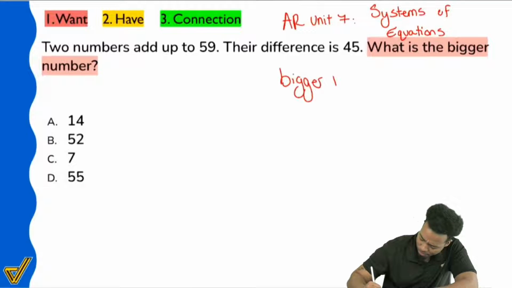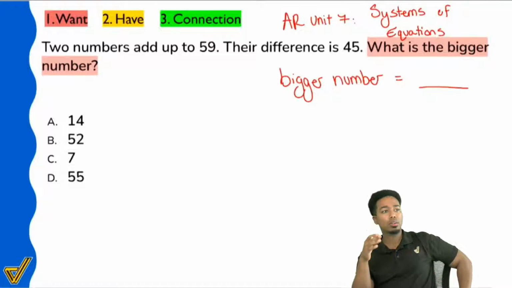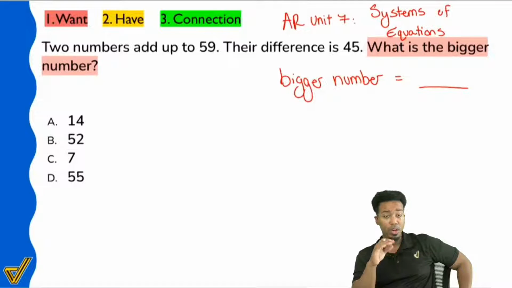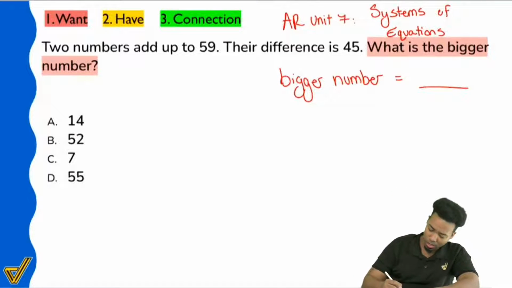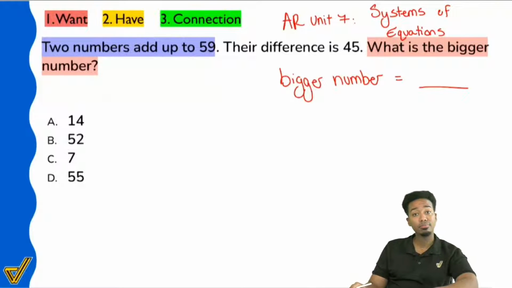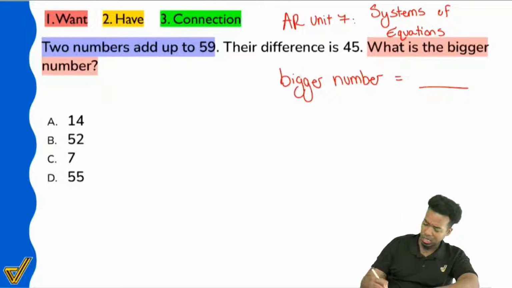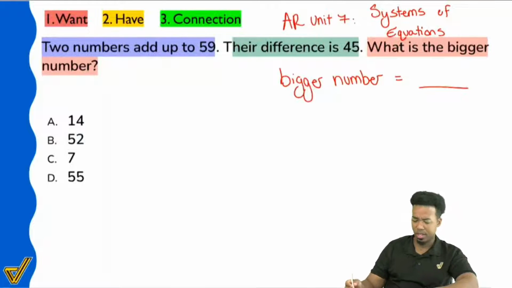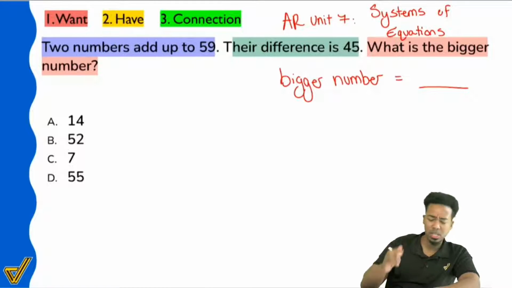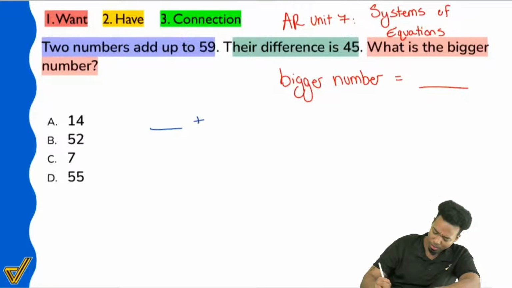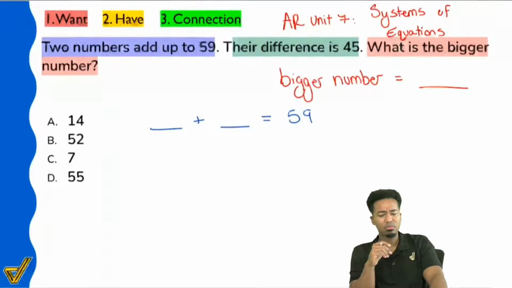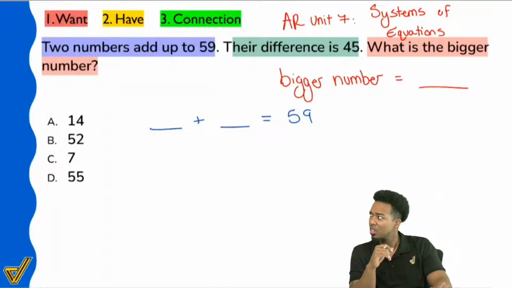Bigger number is blank. Okay, whatever. Now let's see if we can understand the situation. Okay, the situation says 2 numbers add up to 59. And then it says their difference is 45. Now that first part's pretty simple. It says 2 numbers add up to 59. So everybody, is it true that that would mean that we have some number plus another number equals 59? Is that what that means? Yeah, right? Thanks for agreeing with me there.